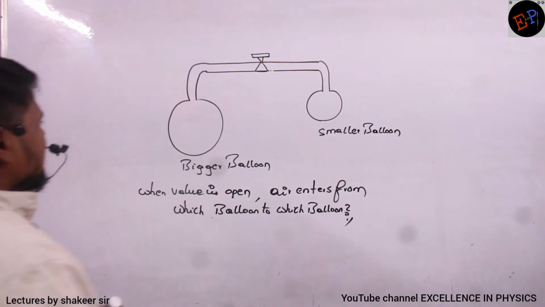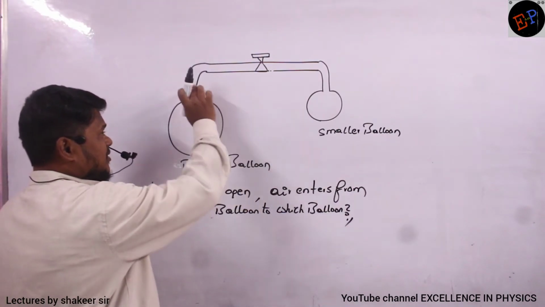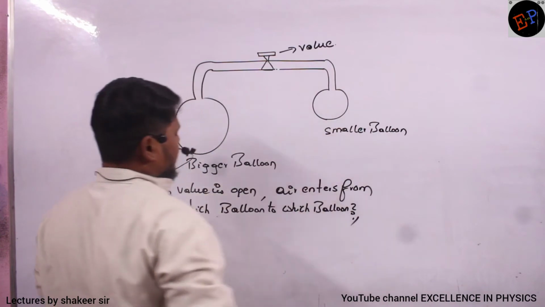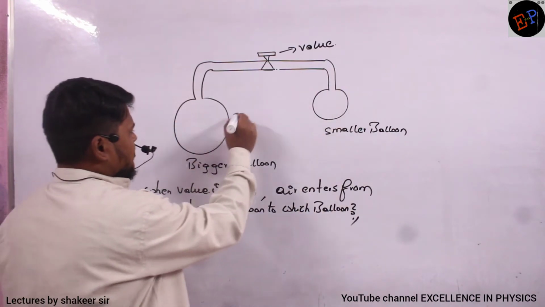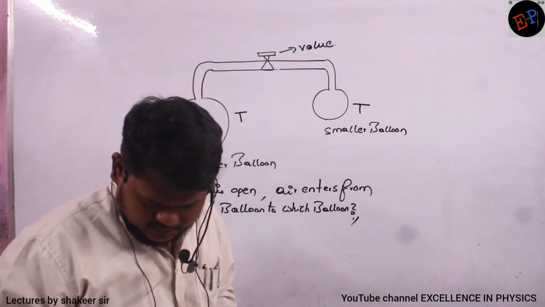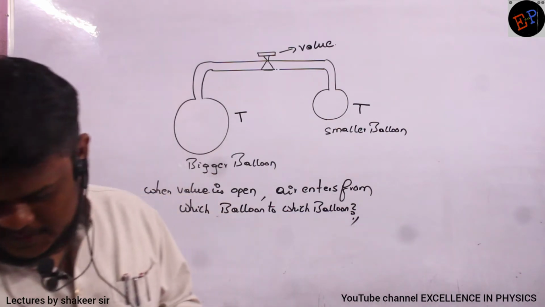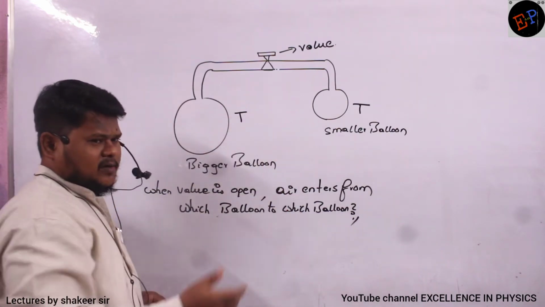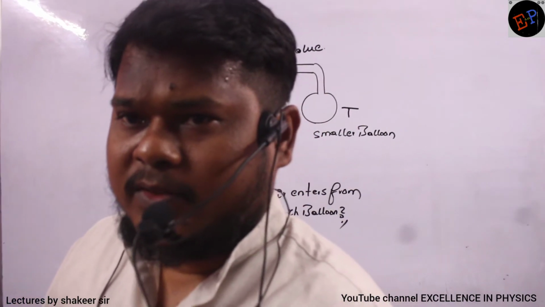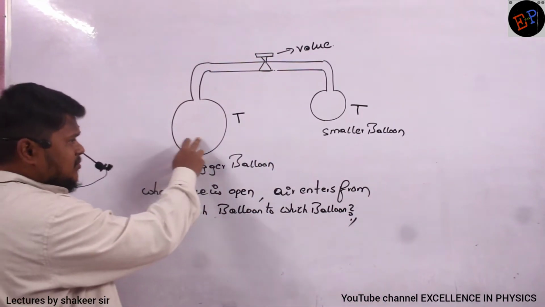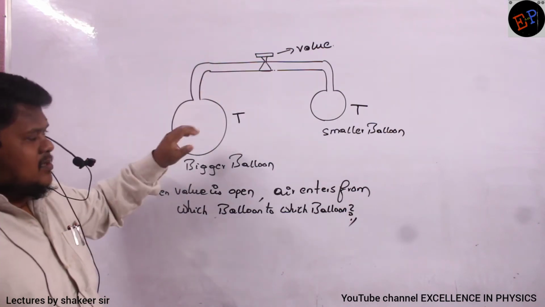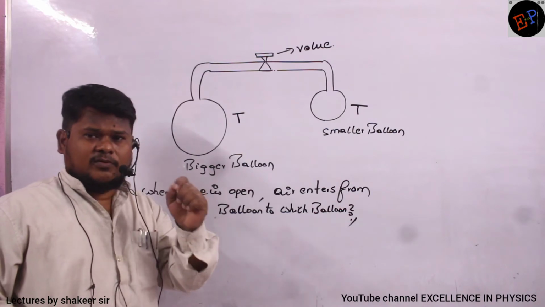This is one question. Two balloons are connected by a pipe, and there is a valve present here. We can open and close this valve. Surface tension of this balloon is T. Surface tension of this balloon is also T. A balloon is also a type of liquid only, you can consider it like this. This is a bigger balloon and this is a smaller balloon. We are tying both of them to this pipe and we are opening this valve. Then the question is, air enters from which balloon to which balloon?